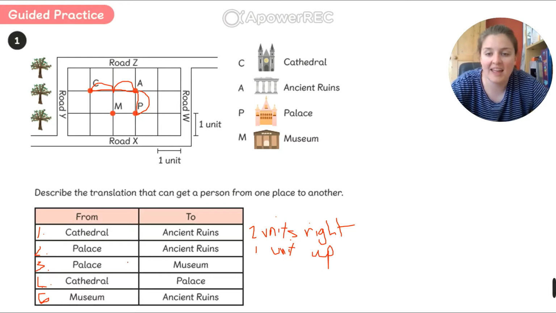Okay, now I'm going from the palace to the museum. From my key, the palace is P and the M is the museum. So I'm going this way now. The palace to the museum is 1 unit. I can see that jump already. It is 1 unit, and it is going to the left. I'm going from palace to museum, traveling this way, and that's left.